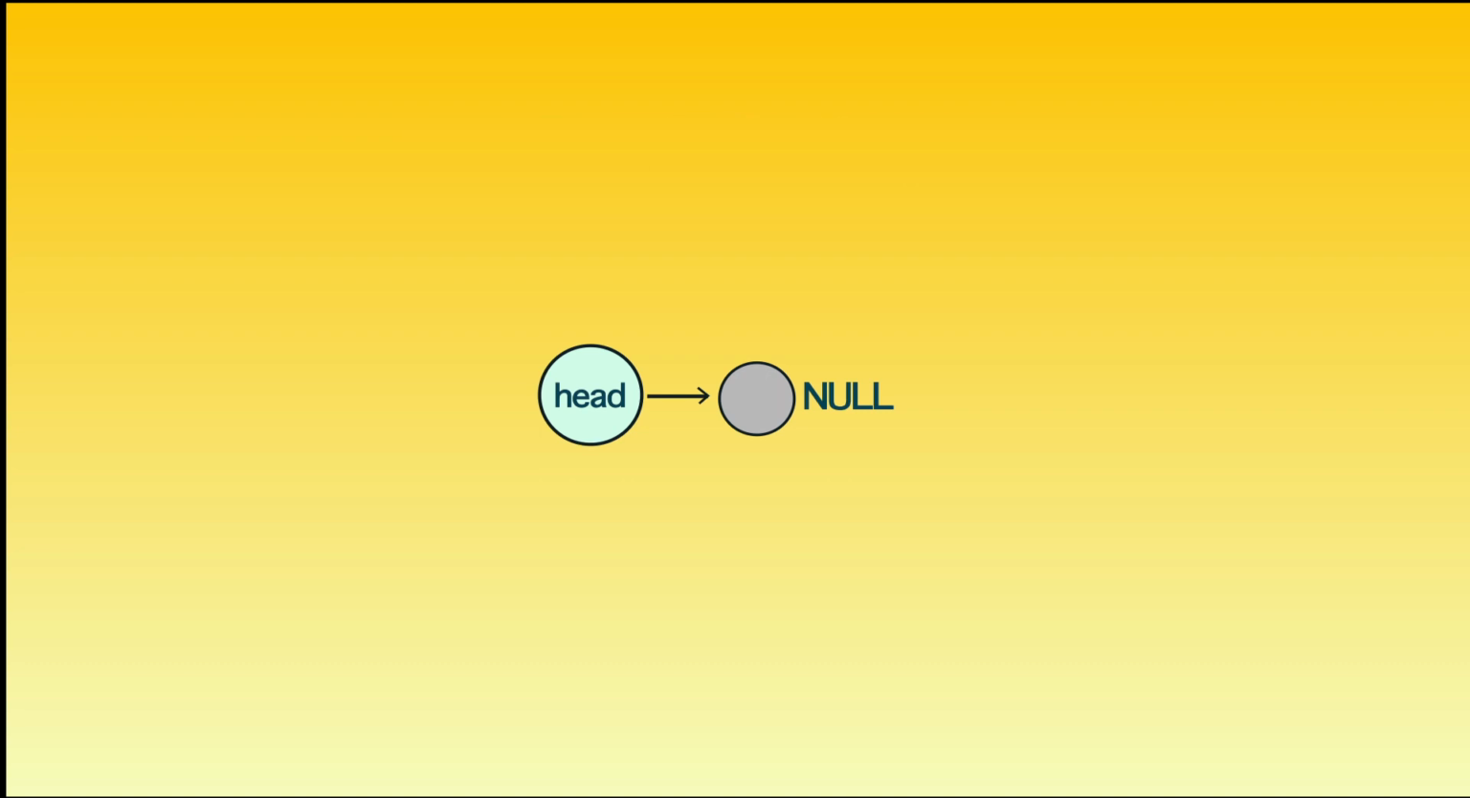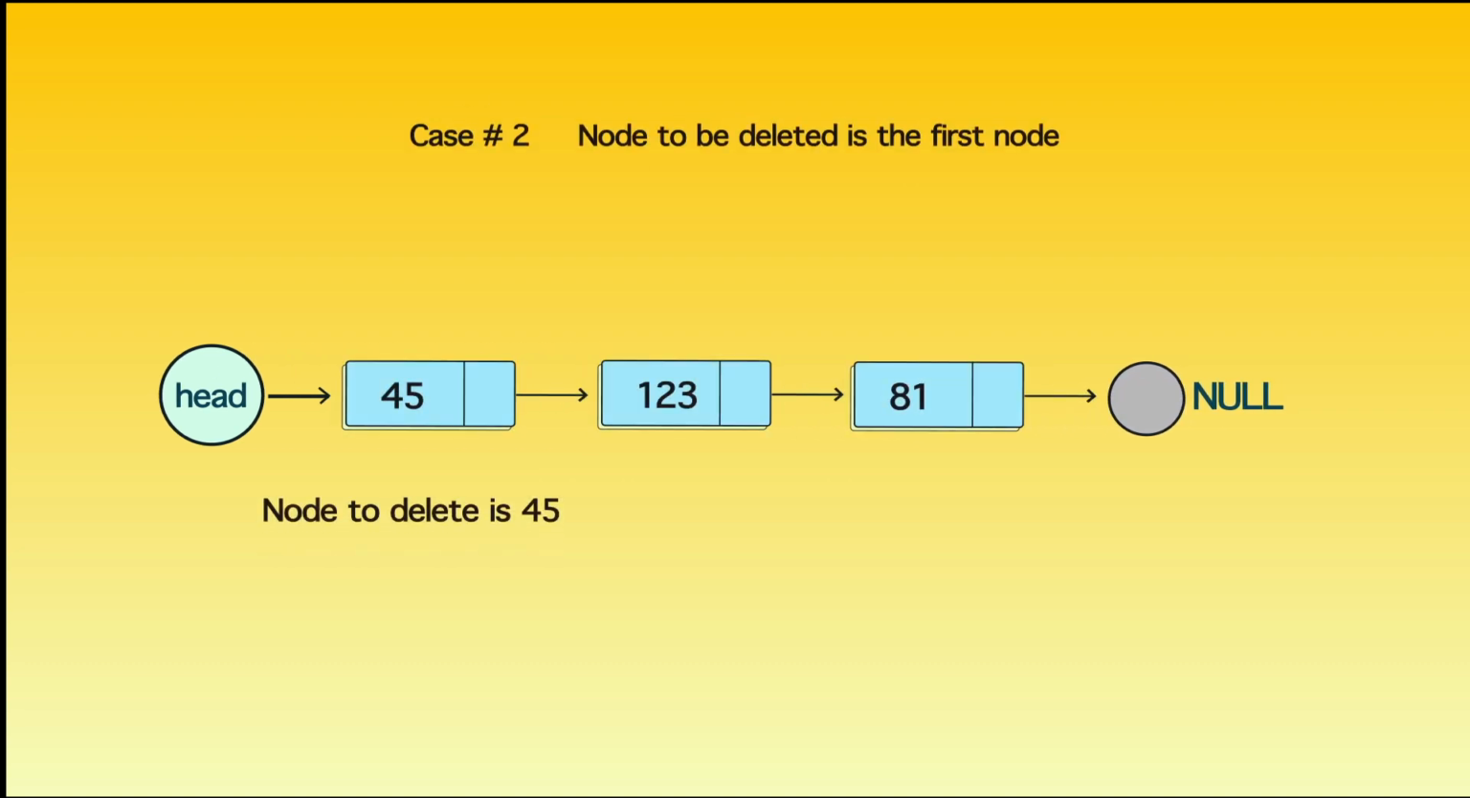In the second case, there are going to be a bunch of elements in the linked list, or maybe just one element, and the node that we want to delete happens to be the very first node of the linked list. If there's only one node in the linked list and we want to delete it, we can simply set head to null, which means there was only one node, which now has been deleted. But if there are more than one node in a linked list, then we can set head to head.next.